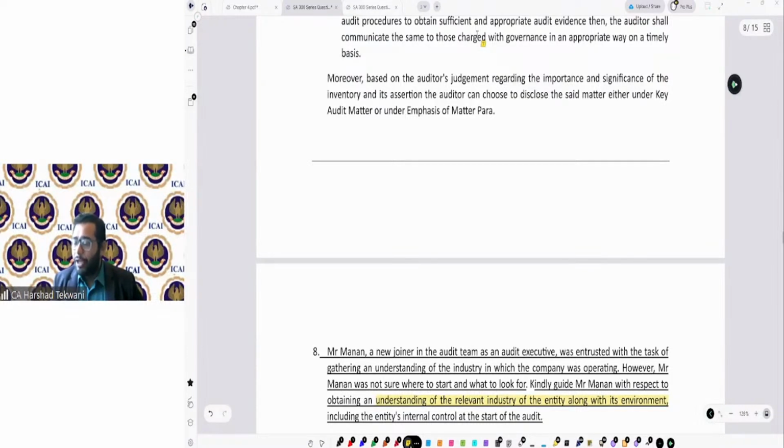Rules and regulations applicable to the industry and nature of business. Good, Charu. Very good. Business model, type of customer, legal. Good, Mohammed. Very good. What else? I want to understand the industry, what things I should focus upon. Pretty simple, guys. Trust me.